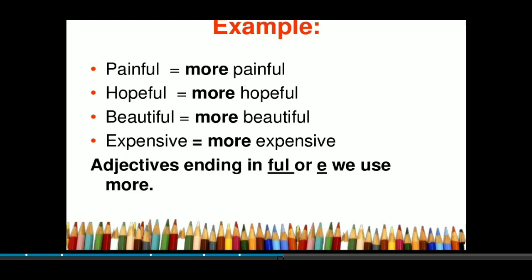Okay, for example, there are some adjectives and how to make them into the comparative degree. We know painful, but we cannot say painfuler. So for some adjectives we use more: more painful, more hopeful, more beautiful, more expensive. Adjectives ending in -ful or -e, we use more. We add more to the adjective, then we get the comparative degree.